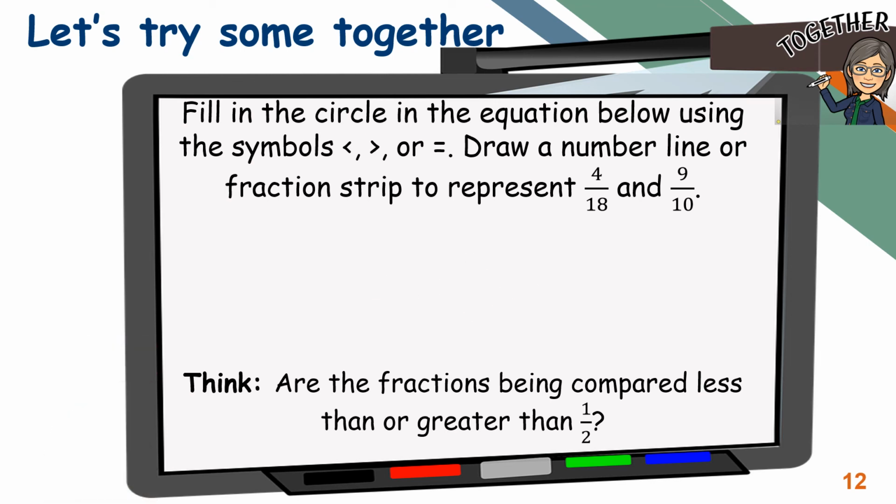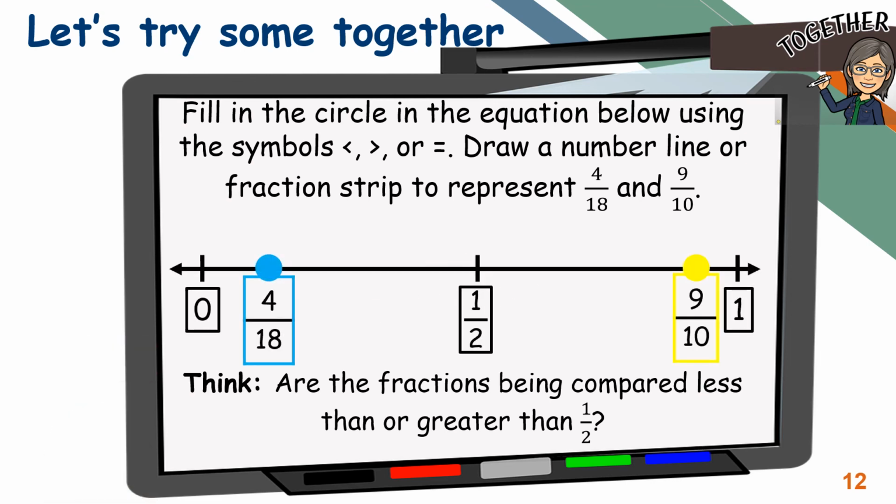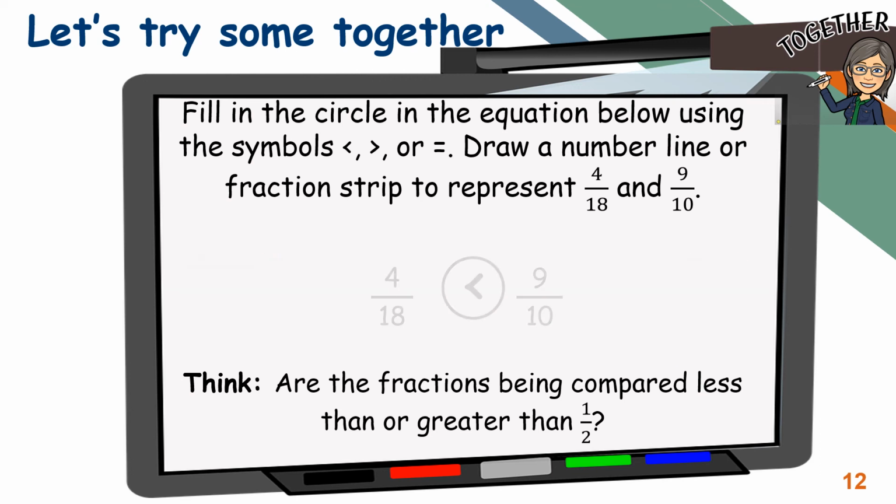Let's check. When we put 4/18 on the number line, we can see that it is less than 1/2. When we put 9/10 on the number line, we can see that it is greater than 1/2. So if 4/18 is less than 1/2 and 9/10 is greater than 1/2, then 4/18 is less than 9/10.